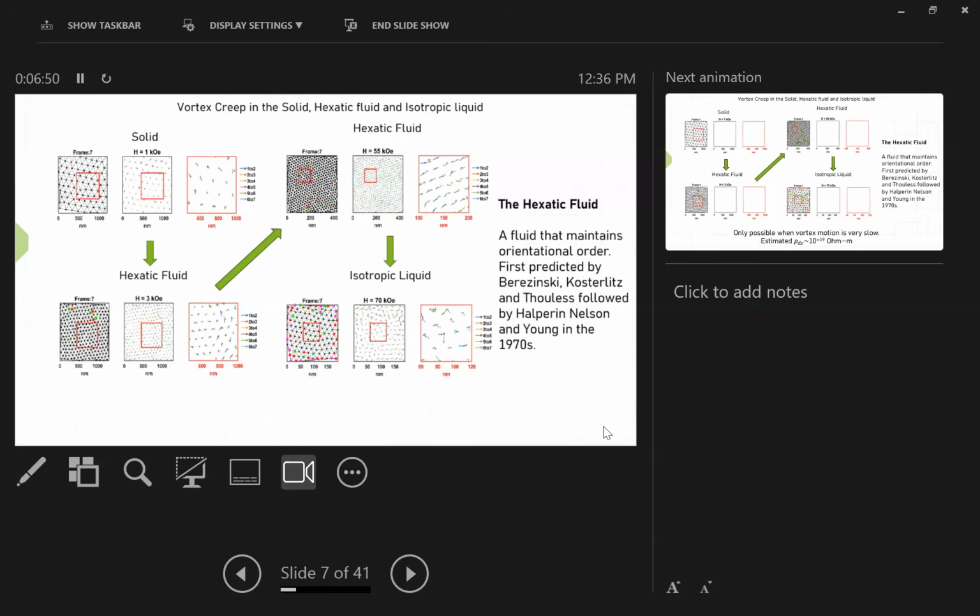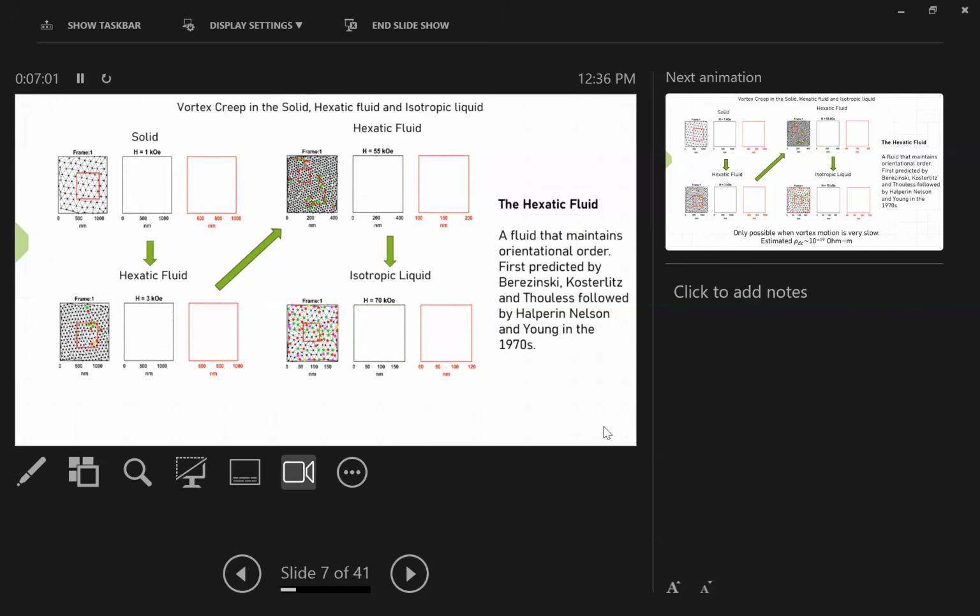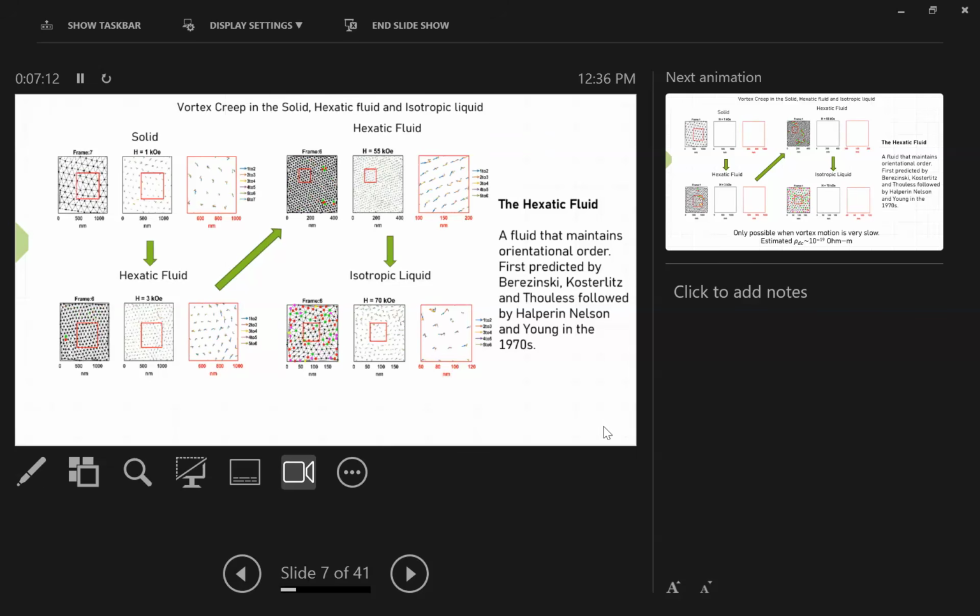However, if you go in between, you see something very different. Vortices are moving, but the movement is not random like this. They have preferential directions. And this is because we have here not only very short vortices, but we also have realized the 2D crystalline system. And a 2D system can undergo melting through 2 steps.